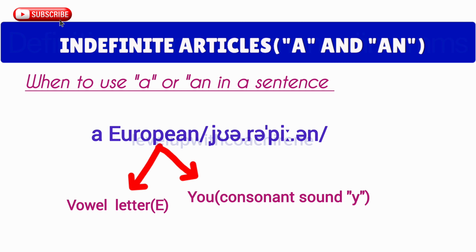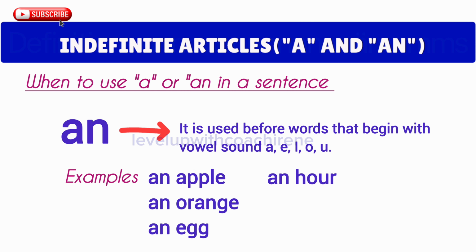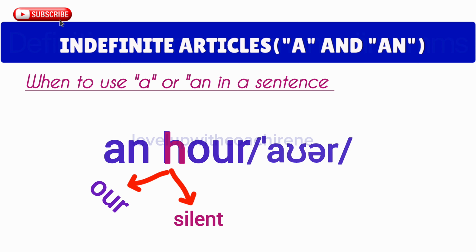Let us look at when to use an. Use an before words that begin with a vowel sound. For example, an apple, an orange, an egg, an hour. Did you observe the letter H? The letter H in this word is silent. This word is articulated as our, not hour. Therefore, use the indefinite article an, as the first sound in this word is articulated as a vowel sound.